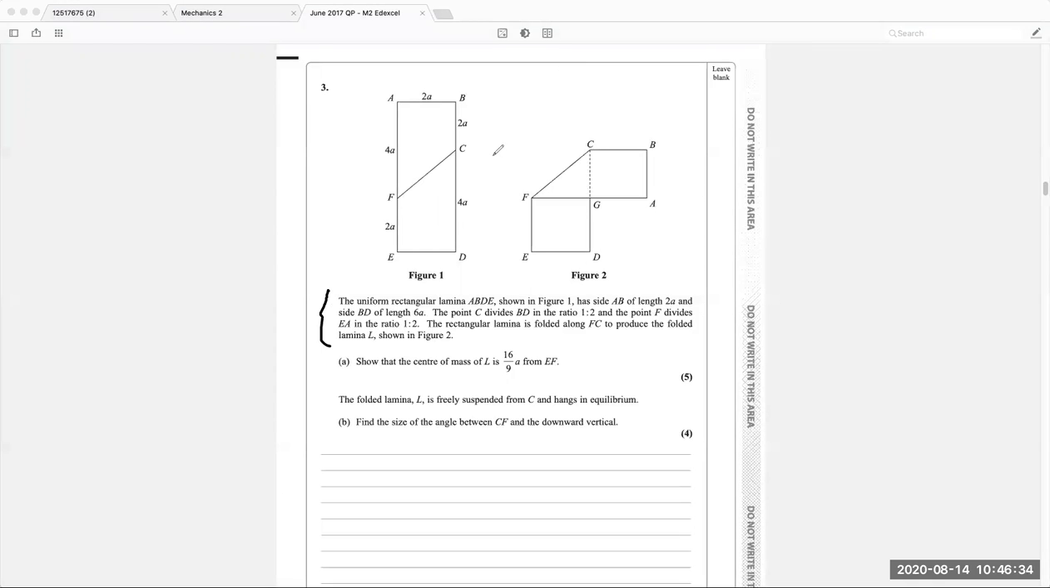It just means that it is flat. The rectangle is flat like this one. Then show that the center of mass of L is 16/9 a from EF. Okay. And then first of all, it's better for you to set up the coordinate system.